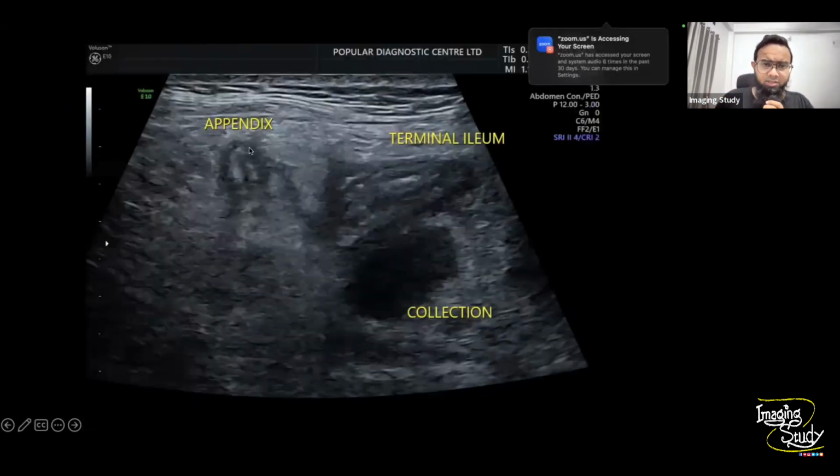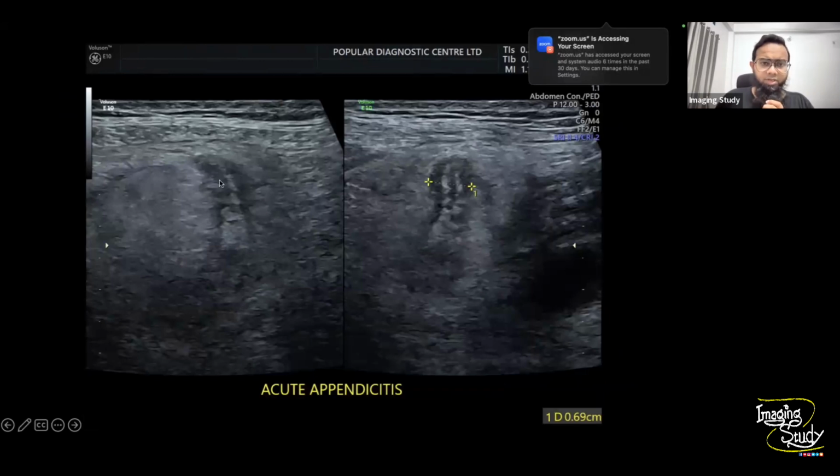So here is the picture. You can see this is the appendix, this is the terminal ileum, this is the collection. So all are in a single picture. So here's another view. Now you can see this is the appendix. We tried to measure the appendix from outer to outer. The measurement was around 7 millimeter.